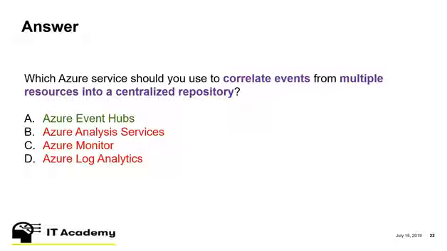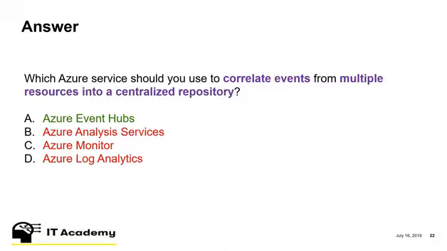Here, this question is asking us, which Azure service should we use to correlate events from multiple resources into a centralized repository? Azure Event Hubs, that's the service that we would use to take events from different services and bring them together. That will basically pull in those events into one place that we can then bring someplace else. That is our correlation engine for events.